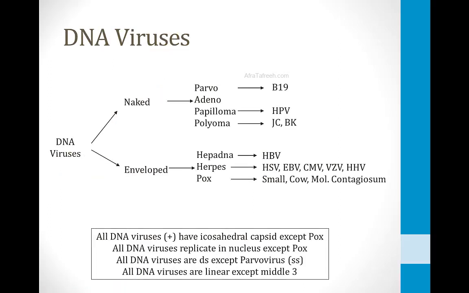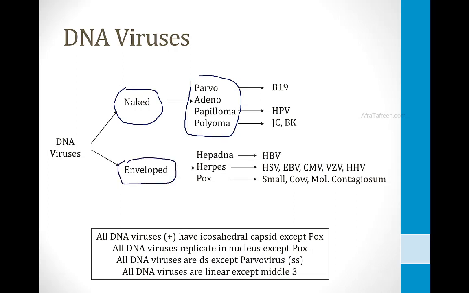So back to our overview slide, I've now talked about the four families of DNA viruses that have no envelope, the so-called naked viruses. And so for the rest of this module, I'll talk about the DNA viruses that are enveloped. There are three families in this group: the hepadnaviruses, the herpes viruses, and the pox viruses. Herpes virus has its own separate module, so I'll talk about hepatitis B and the pox viruses now.